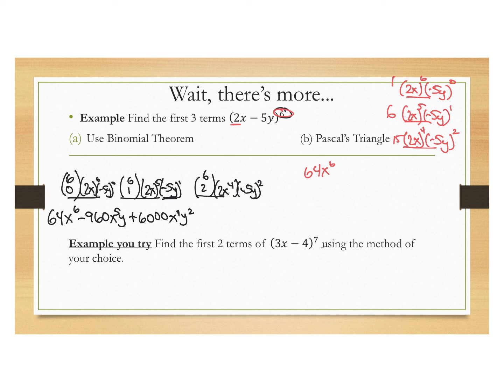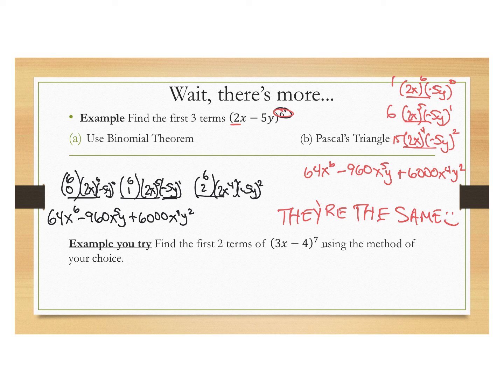64x to the 6th minus 960x to the 5th y plus 6,000 x to the 4th y squared. And notice that our solutions are the same. So when you do this problem, I do not care if you use the binomial theorem or you use Pascal's triangle. Now I would like you to take a minute or two and try this example you try.